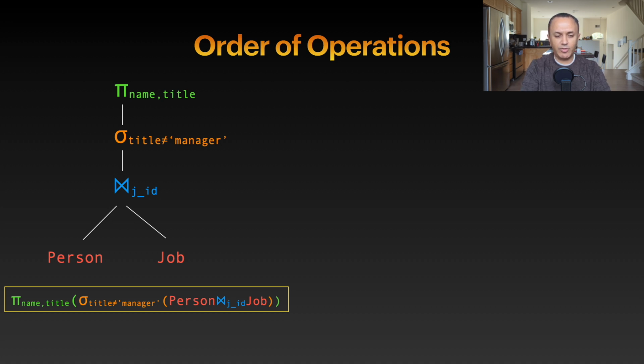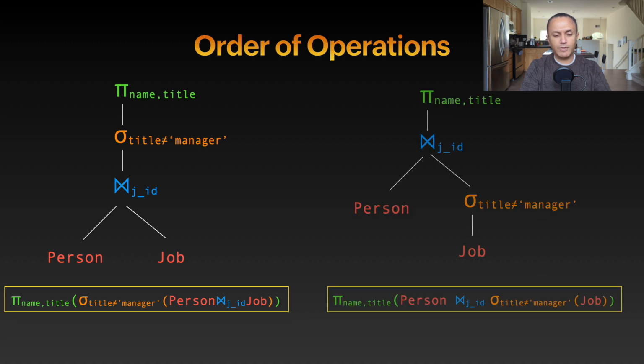So this is the same tree that we've just seen. In here, we did the join first, and then we did the selection, right? Is this the only way to do it? No. We could have done it in a different way. We could have done the selection first on the jobs, so filter out the manager jobs, and then the remaining ones we're going to join with the person table. So these are two different ways that will return the exact same results.